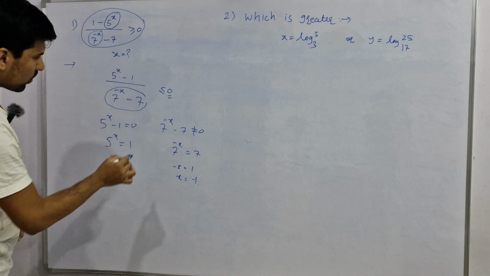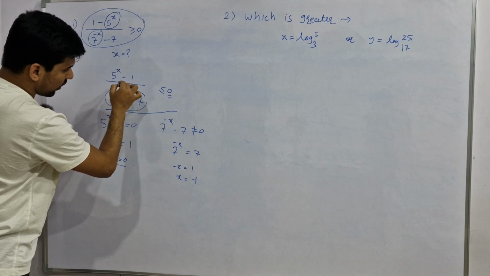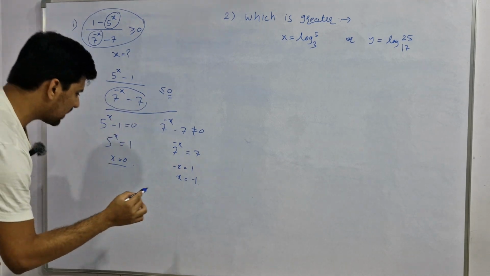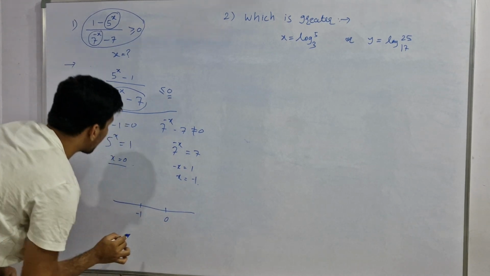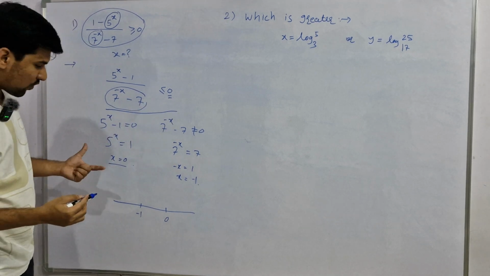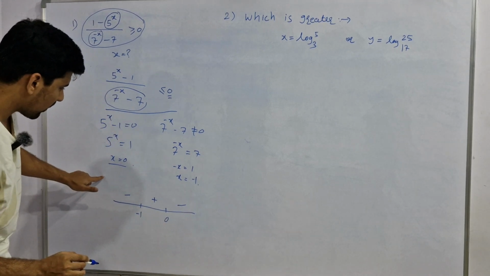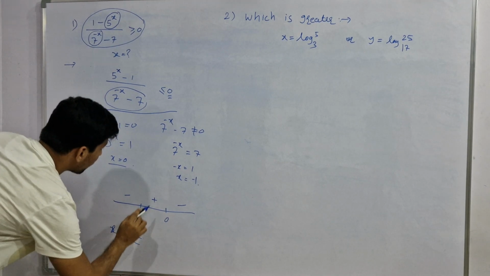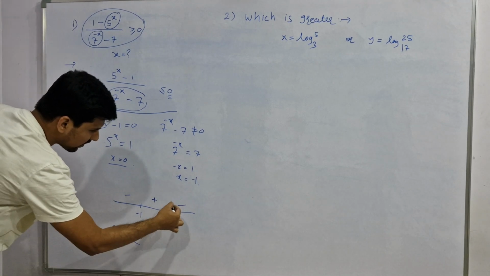Now our equation is saying less than or equal to 0. This expression should give a value less than or equal to 0. So by using sign conventions, for the points minus 1 and 0, the signs should be minus, plus and minus. So our range will be x belongs to minus infinity up to minus 1, and by sign conventions, this range will be accepted and this range will be accepted.